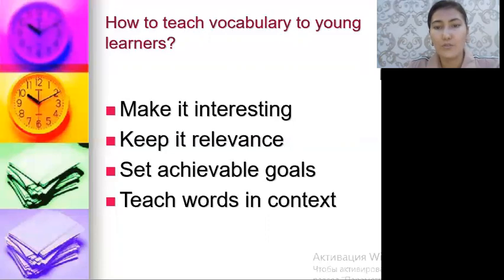So you should choose not so many words for each lesson, and give home tasks with not so many words to learn, to remember. So teach words in context, of course.